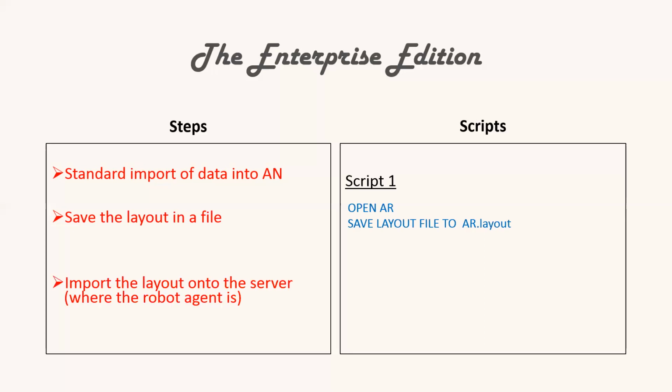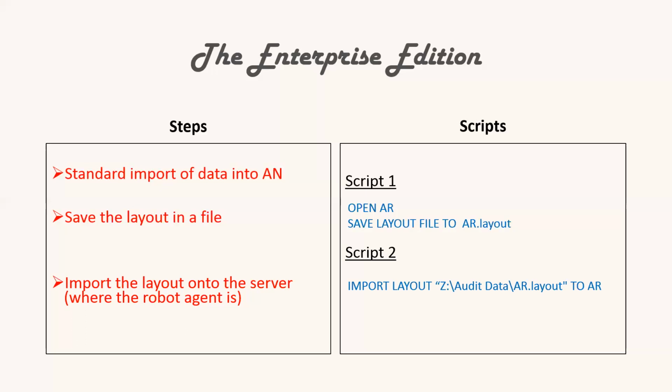Then what we need to do is import this layout that we got on the laptop onto the server of ABC Bank where the robot agent is installed, because the robot agent needs to see what's going on here. So we now write this script too, and we say the following: import this layout, which is stored in a location. Now let's suppose ABC Bank server is server Z, has drive Z, and this data is stored in a folder called audit data. So Z audit data, there's a file called ar.layout that we have put there. We need to import this to a table called AR.